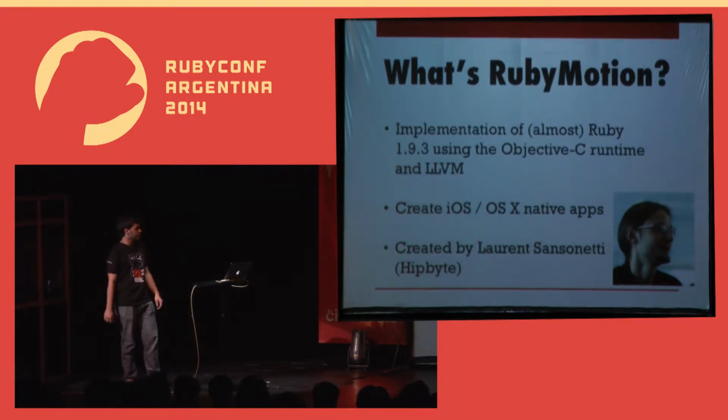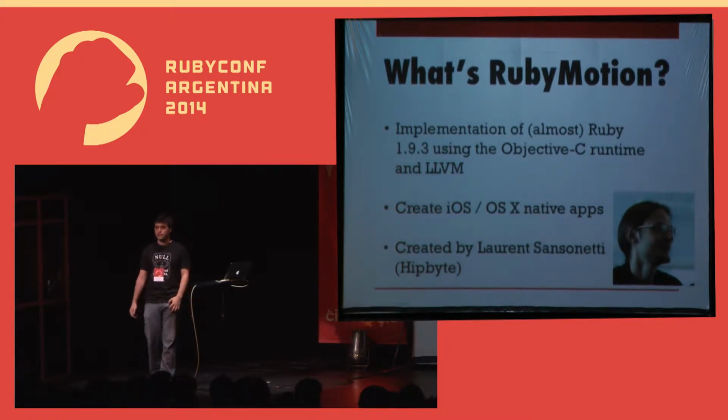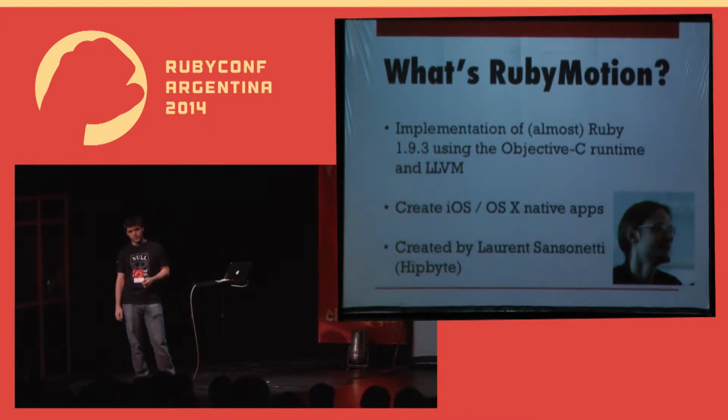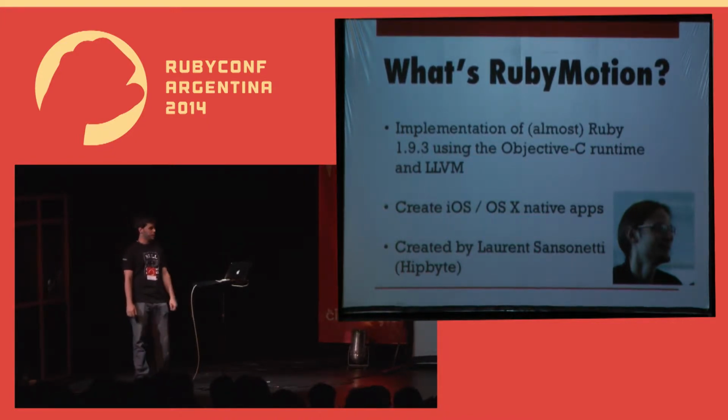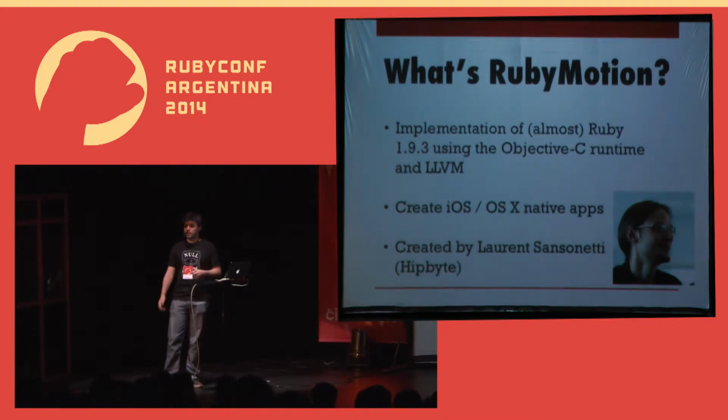If you don't know, RubyMotion is an implementation of almost Ruby 1.9.3. It's built on the Objective-C runtime and compiles through LLVM to native code. With RubyMotion, we create iOS and Mac applications in a native fashion.